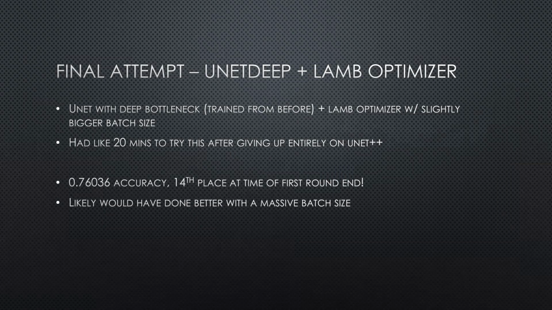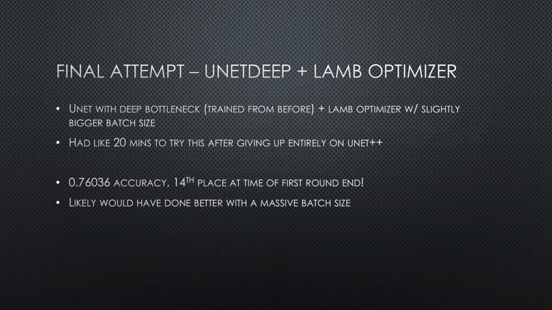I had like 20 minutes left before I had to start uploading whatever I had. So I just took my best performing model, which I call the UNet deep model, the one with the deeper layers at the bottleneck. And then I took a LAM optimizer with a slightly higher batch size. And when I just trained it for the little time I had left, that got me up to 76% accuracy, 0.76, which was 14th place at the time of the first round end.